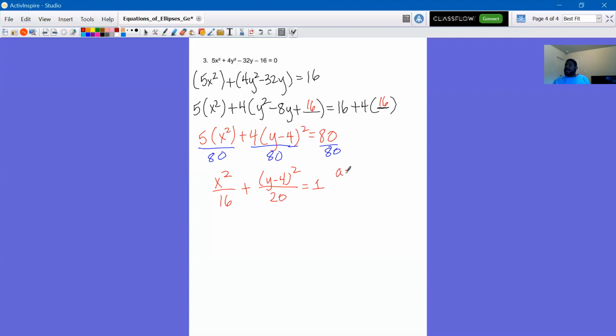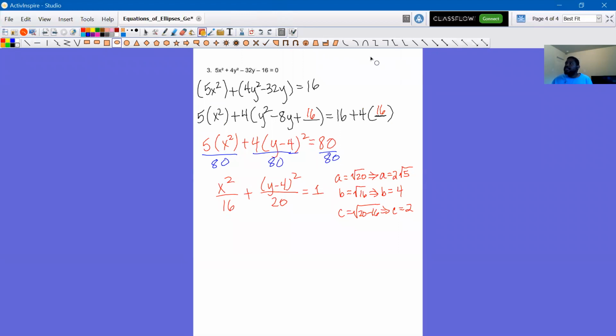So here my a is going to be square root of 20, and that simplifies to 2 square root of 5. My b is square root of 16, which gives me b equals 4. And then c is going to be square root of 20 minus 16, which is square root of 4, so c is 2. So now we're ready to figure out what this ellipse looks like.